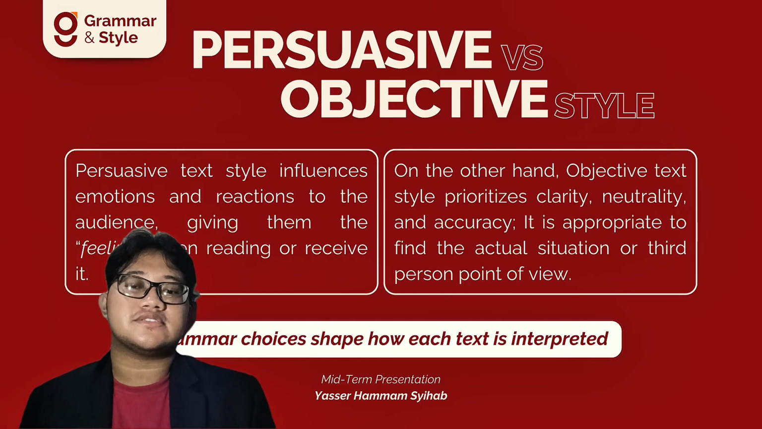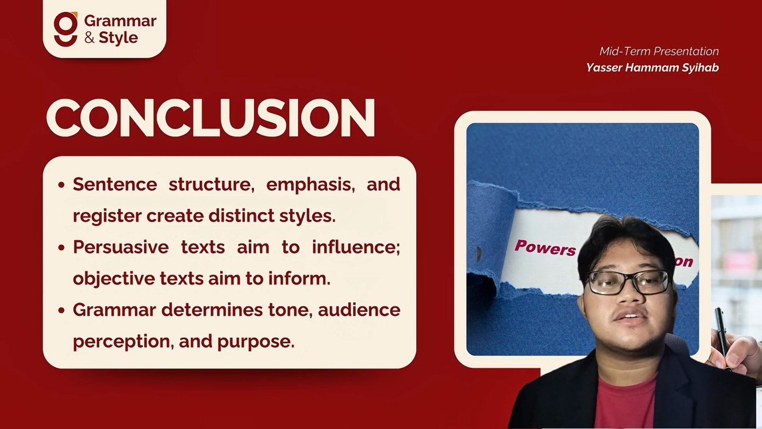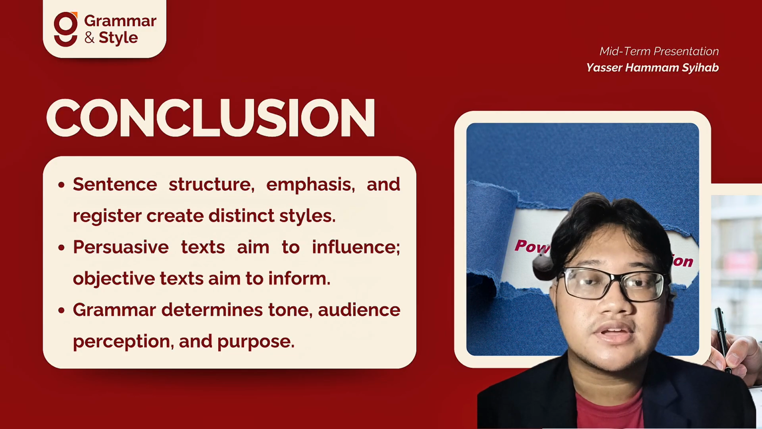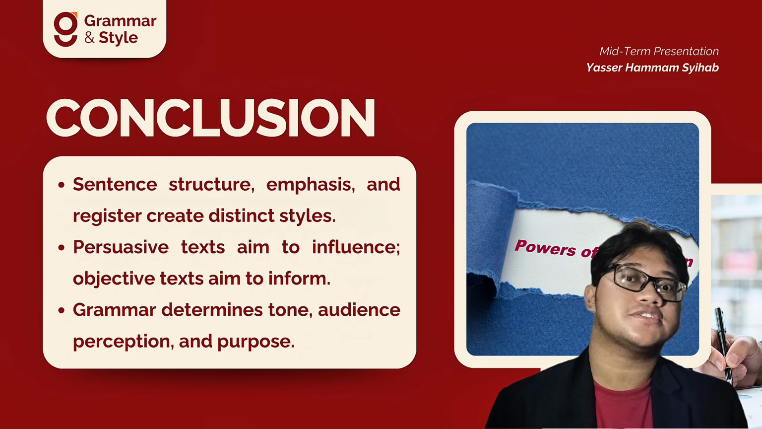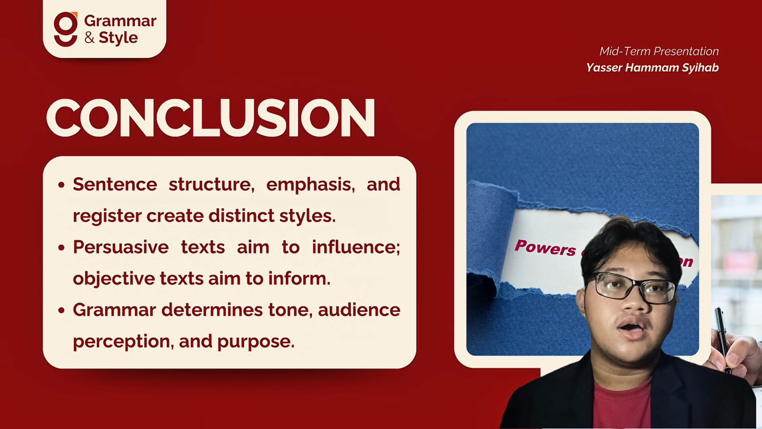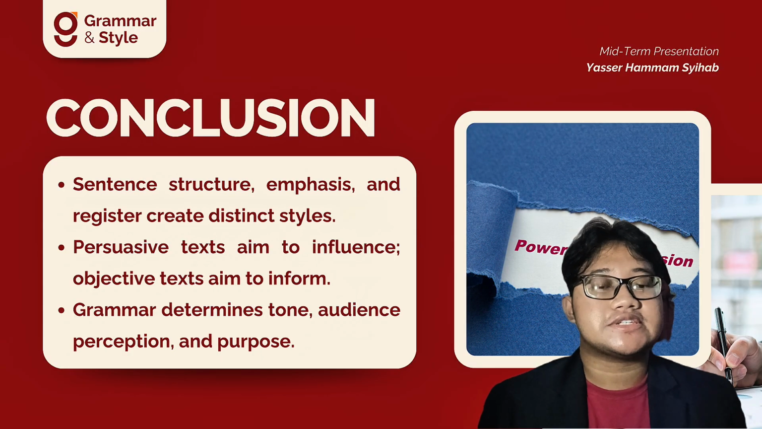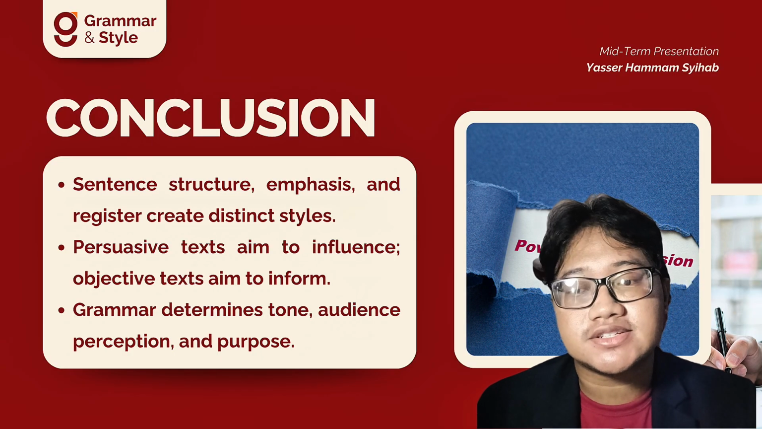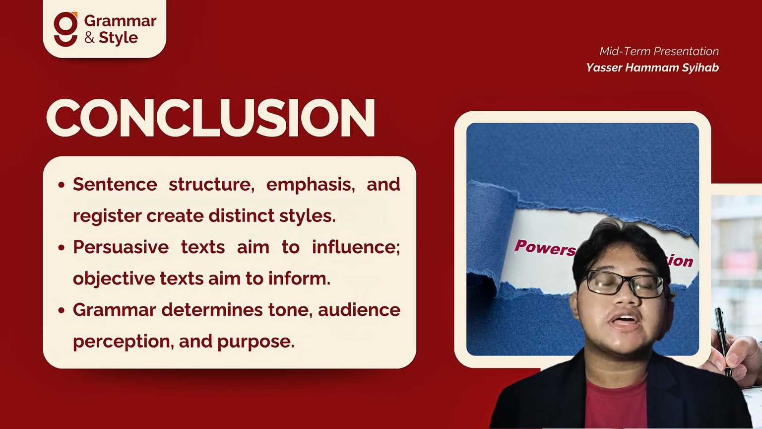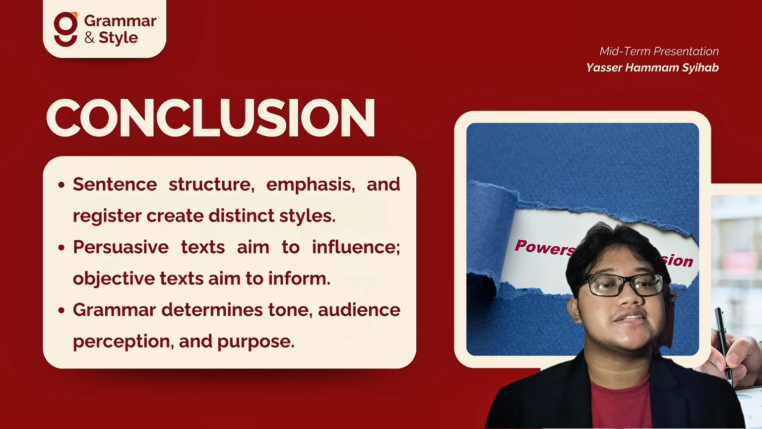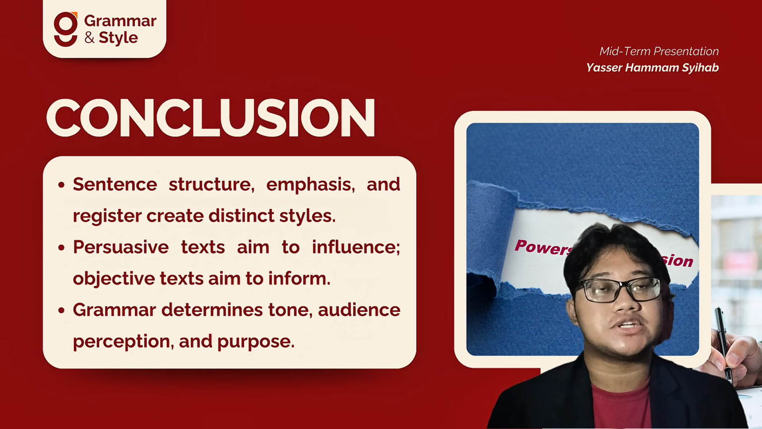And then slide 9, the conclusion. After I stated everything for my analysis, I can conclude that sentence variation, voice, emphasis strategies, and register work together to create style. A persuasive style uses emotion, action, and rhythm to influence the situation, while an objective style uses neutrality, distance, and passive constructions to present accurate information or report.